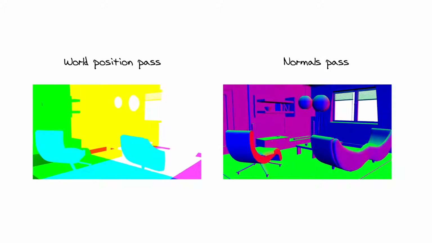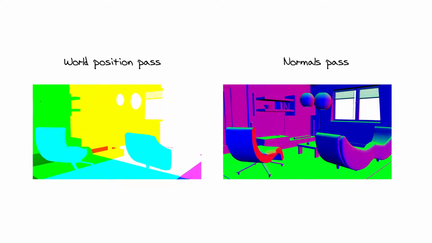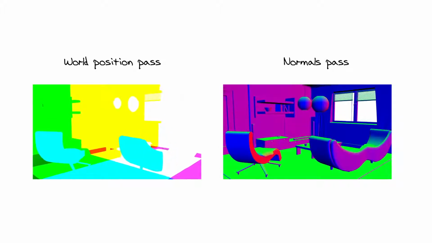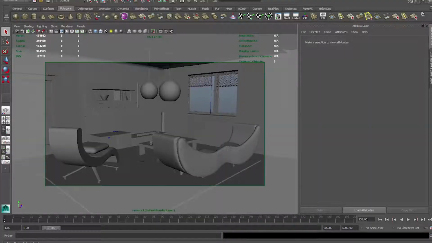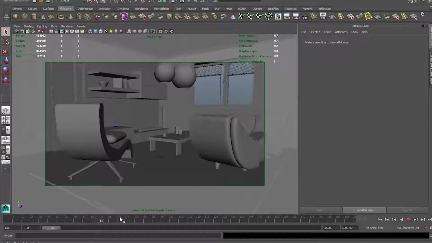all in 2D afterwards. So there are some render passes that we need. If you didn't set these up in the first place with your original render, not a problem, because we can render them out really quickly. I'm just using Maya because I find it easier, but you can do this from any 3D package.